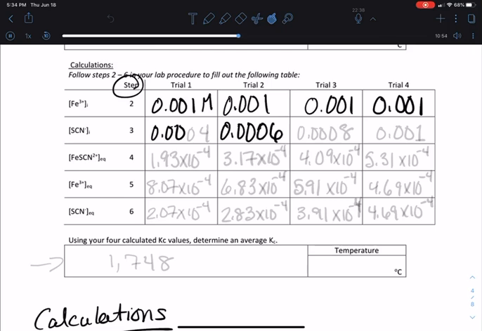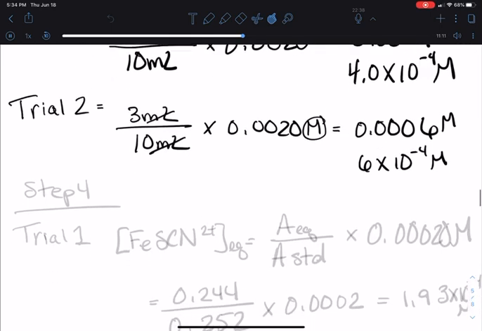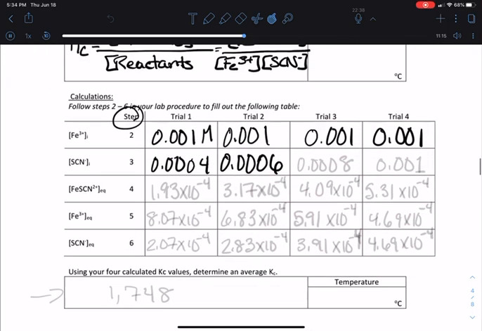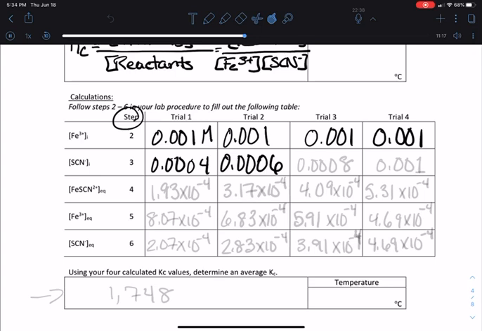I forgot a 0 here. Be sure you include all your zeros. That gets me in trouble a few times. So I've already done the calculations for the other 2 trials, so I'm just going to fill those in now.